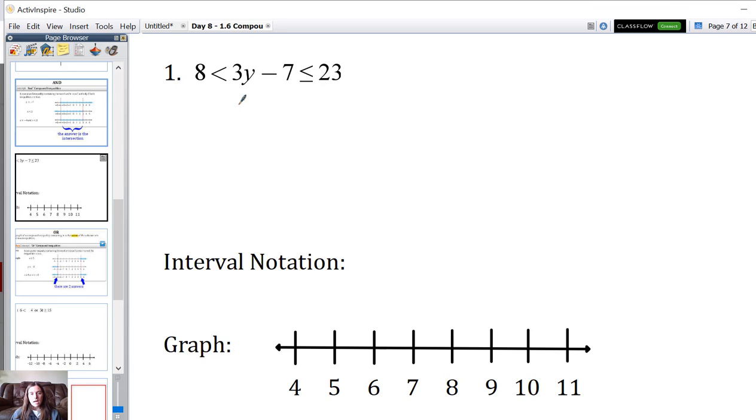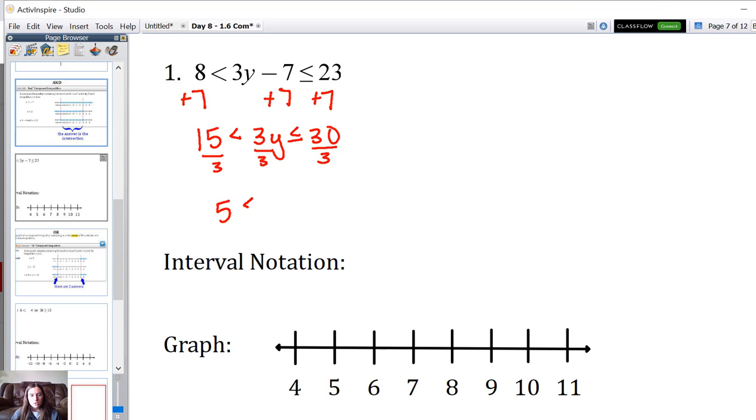So first we're going to add or subtract, so we can add 7 to every single piece in this inequality. 8 plus 7 is 15, which is less than -7 plus 7 is 0, so we're left with 3y in the middle, and that's less than or equal to 23 plus 7 is 30. Then we're going to divide every single piece by 3. 15 divided by 3 is 5, which is less than y, which is less than or equal to 10.